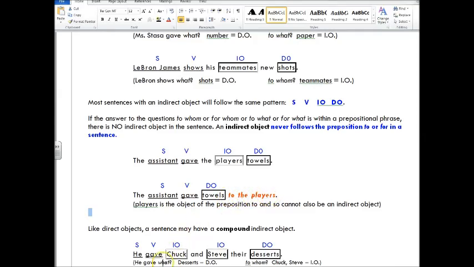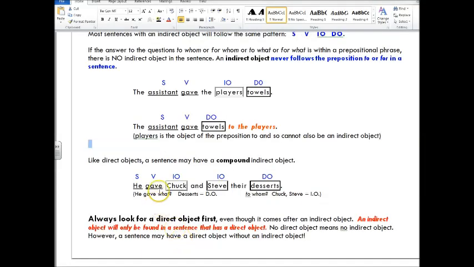That way, if you're crossing it off, you're not going to get yourself confused in terms of is there a direct object or not. Okay? This is not here. This is part of a preposition. So this sentence, in this structure, in this format, does not have an indirect object. Both have direct objects, though.